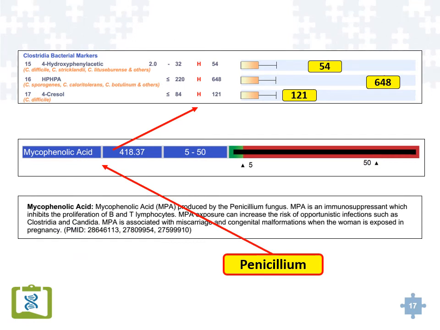Mycophenolic also being linked to Penicillium mold, okay? Penicillium mold is another kind of common mold, similar to Aspergillus. It can come from water-damaged building material, whether that's in the home or the office or the school. Penicillium mold is also that bluish-green mold that you see growing on fruit, for example, like an orange or grapefruit.